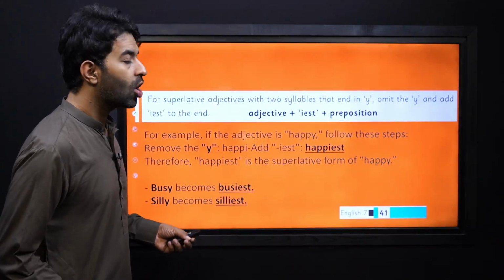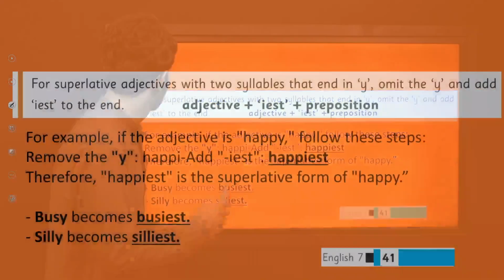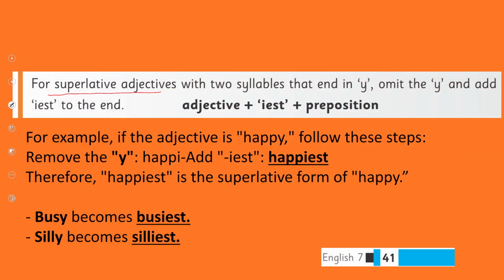Now, let's talk about superlative degree. So for superlative adjectives with two syllables, when we have more than one syllable, when the word can be broken down into two parts or more than two, and if it is ending in Y, we remove the Y, omit the Y, and add iest to the end. So the formula that you need to remember is adjective plus iest and then preposition.